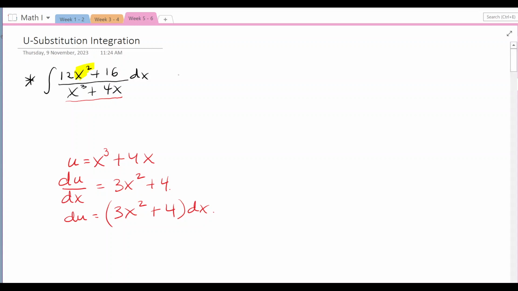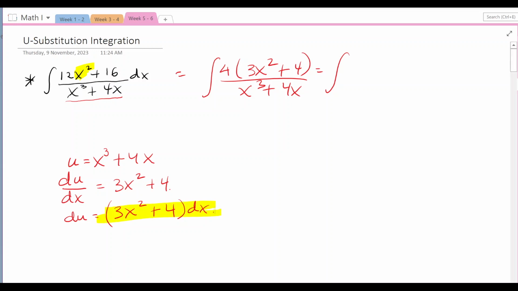So in that case, this part equals the integral of 4 times (3x squared plus 4) over (x cubed plus 4x), and we already know that 3x squared plus 4, dx equals du. So we have 4 times du over u.